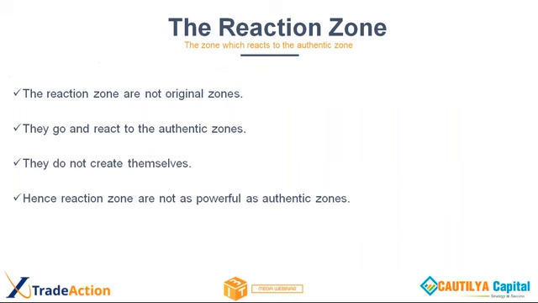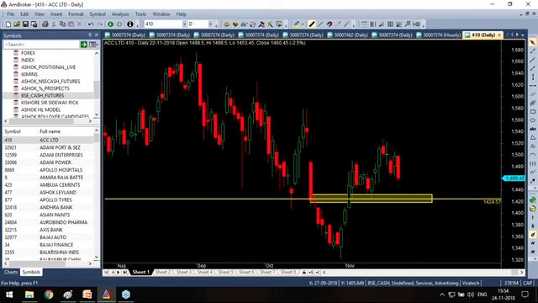So what is a reaction zone? You know what a reaction zone is? Any zone which is not an authentic zone is a reaction zone. If you look back and find a particular zone, then that's a reaction zone. So that drop base drop which we saw in the previous example is a reaction to another zone. This particular Chotu zone is a reaction to this zone. This is drop base rally. This was drop base drop. See, two bases are coinciding.